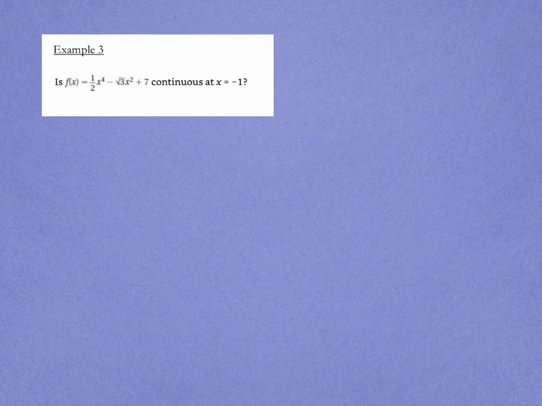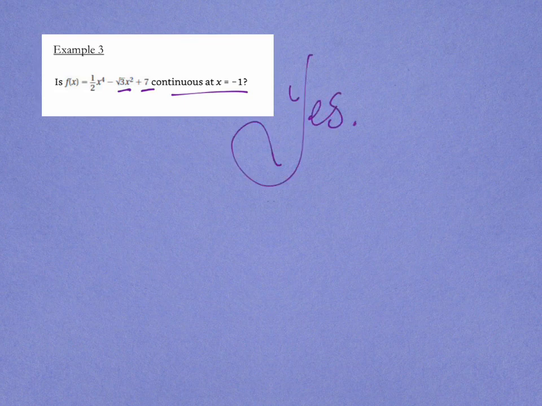And let's do one more. Number 3 says, is f of x equals 1/2 x to the 4th minus the square root of 3x squared plus 7 continuous at x equals -1? Well, the answer is yes, most definitely. Why? Because this thing right here is a polynomial.